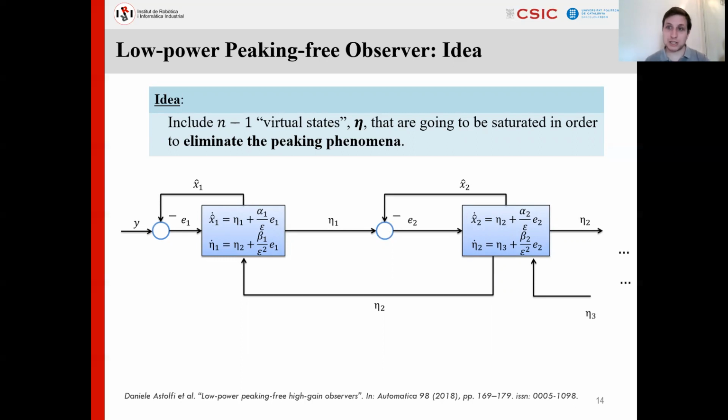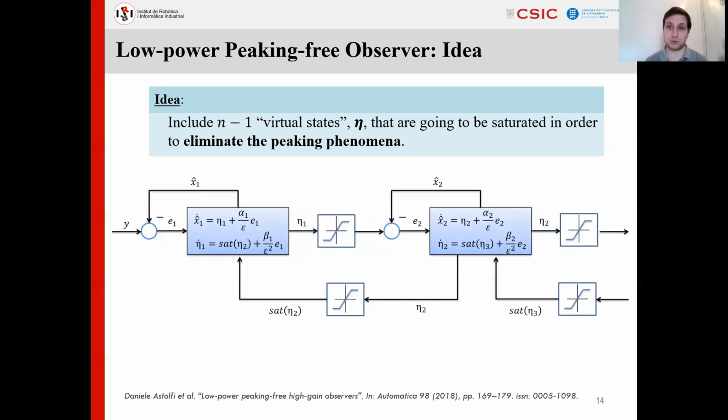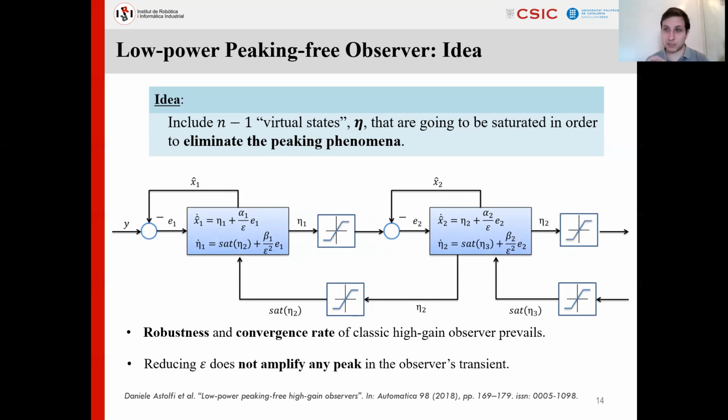It can be shown that this structure has mostly the same properties as the standard high-gain observer. But the advantage of adding these virtual states is that now you can saturate the virtual states. And with that, you can show that the robustness and convergence rate of the high-gain observer prevail, but also, by saturating the virtual states, the non-virtual states, the x1 hat, x2 hat, and so on, do not peak. So you have practically solved the peaking phenomenon. Now there are all these techniques that can be implemented in energy systems.